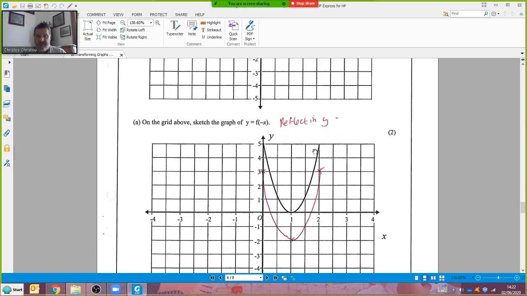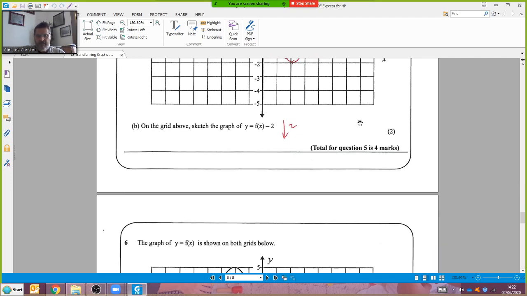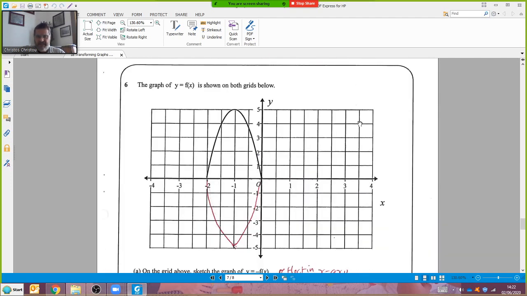What's all this about? This is drop it down 2 units, i.e. vector 0, minus 2. Again, I've got the key point of 0, 5. Drop it down 2, 0, 3. Put a little cross there. 1, 0 becomes 1, minus 2. So I've dropped it down 2 units, etc. Then use 3 points to help me draw a half decent curve. Yeah? What's next? This is getting easy.